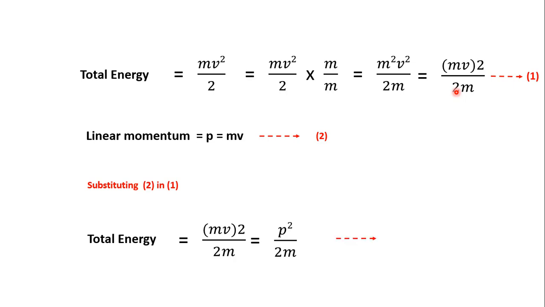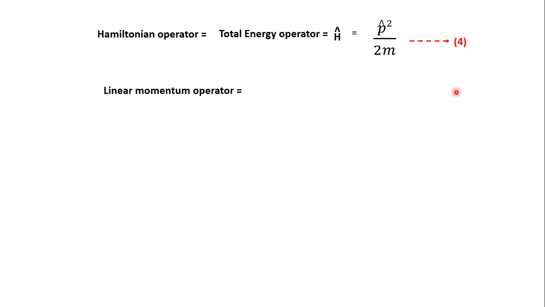Now consider the Hamiltonian operator, which is the total energy operator. Since the total energy is p square by 2m, the total energy operator will be p hat square by 2m, where p hat is the linear momentum operator given by h by 2 pi i times dou by dou x plus dou by dou y plus dou by dou z. Since we are considering the particle in 3 dimensions, we get 3 differential terms.